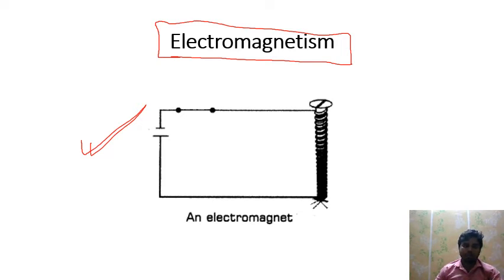One by one, everyone has to say what is happening here. You have to mark the flow of current in this circuit, and you have to also tell whether this circuit is open or closed.